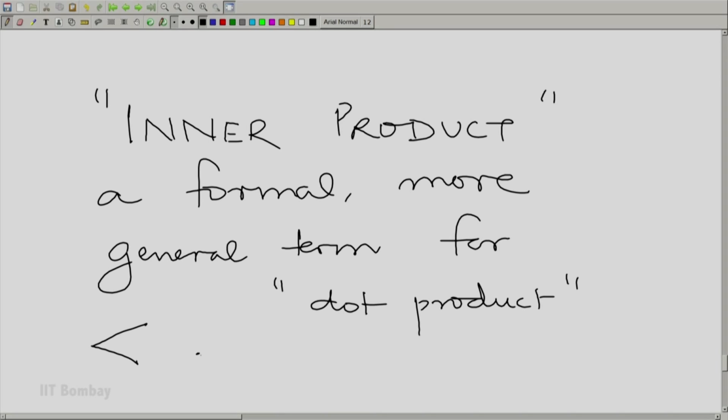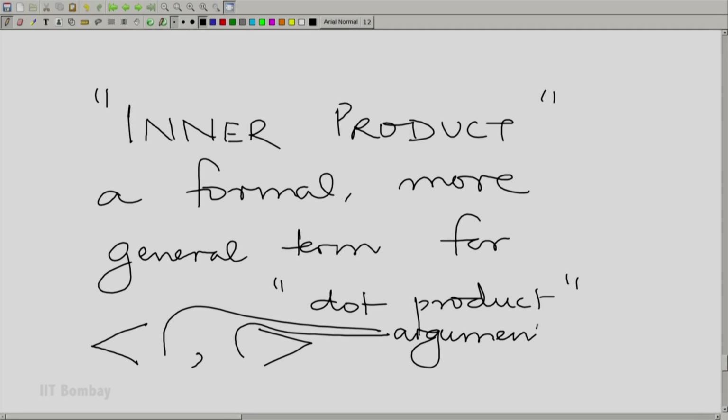We will use this to denote the inner product: you put a comma and you have two triangular brackets and you put the arguments of the inner product on two sides of the comma. For example, in the exercise that I gave you and the exercises I have been working out, the arguments are x1 and x2. We will see more about the inner product in the next session.